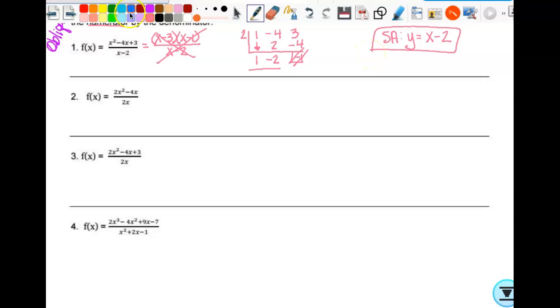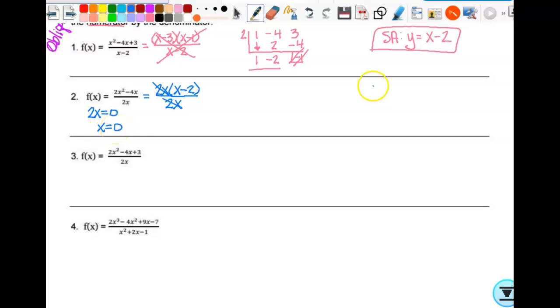All right, so let's look at number 2. Again, we start by factoring. So in the numerator, I have 2x times x minus 2 over 2x. Can I reduce this? Yes. So I'm going to cancel those out, and I'm going to say that means 2x equals 0, so x equals 0.